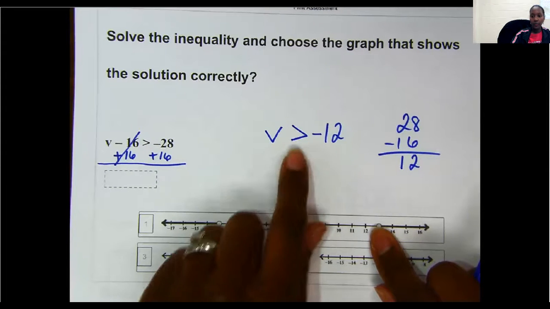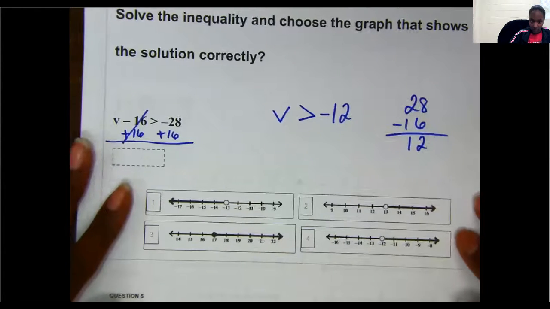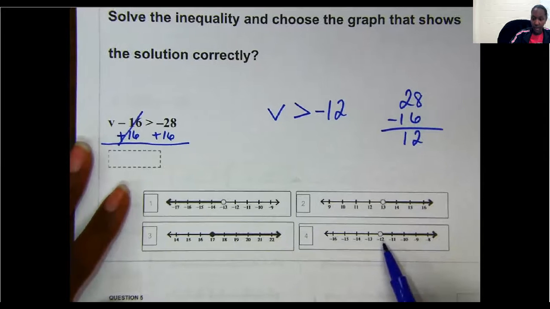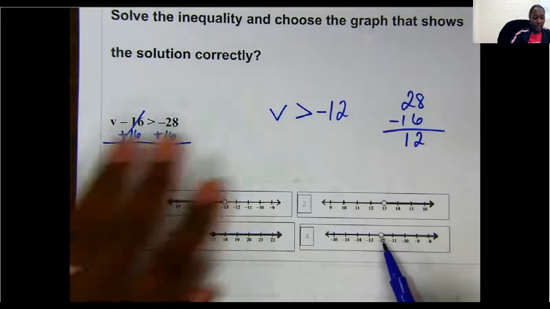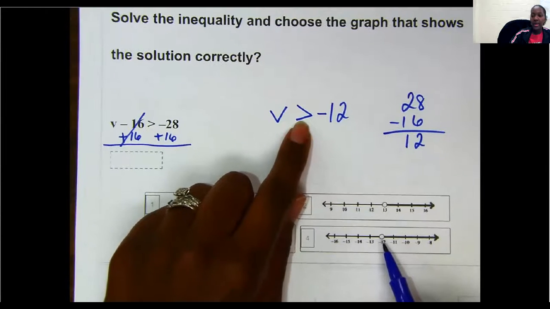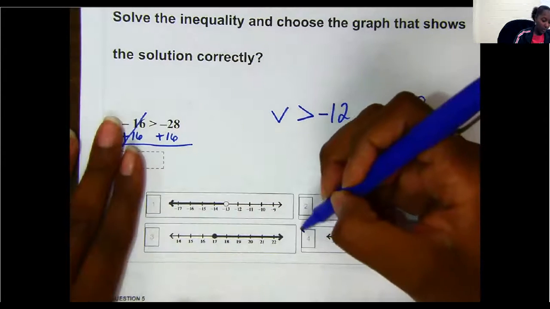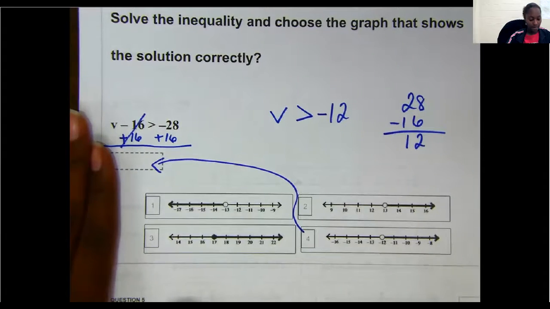So the first thing I'm going to look for is to see which one has a circle over a negative 12. So I'm looking. Here we go. Here's a negative 12 and it has a circle above it. Let's just say there was another one that had a 12 with a circle above it. I would then need to look at my inequality. My inequality symbol does not have a bar underneath it. So that means I have an open circle, which this one does have. So this was the solution that matched.